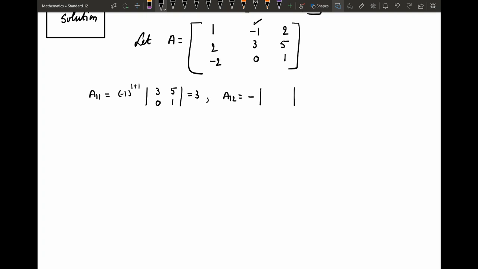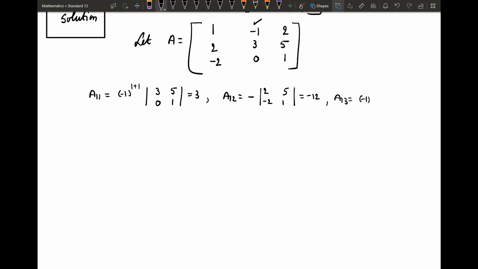So now the cofactor of minus 1: this is 2 times pi minus 2 times 1, 2 times pi minus 2 times 1, so 2 plus 10, so this is minus 12. So A12 is minus 12.